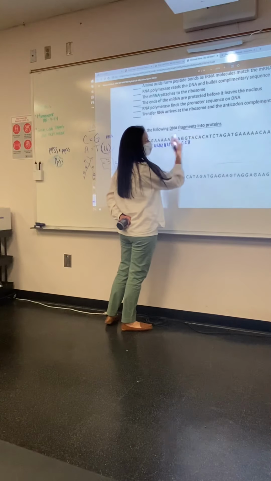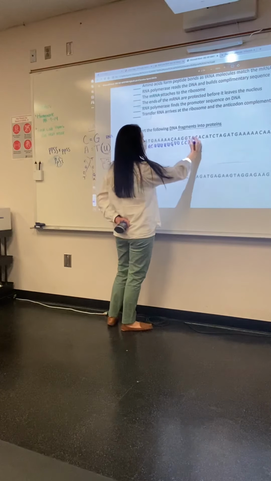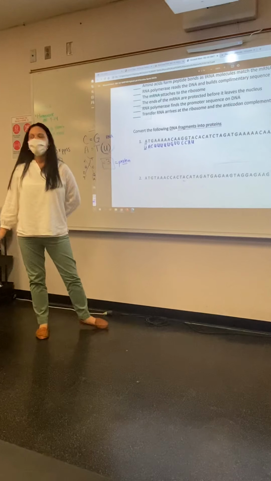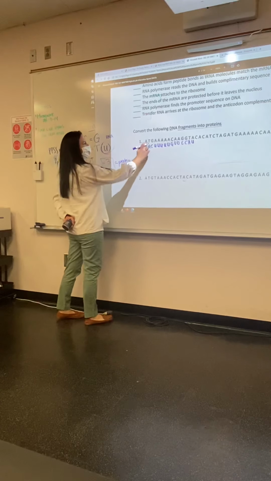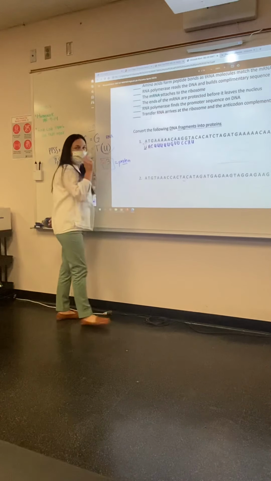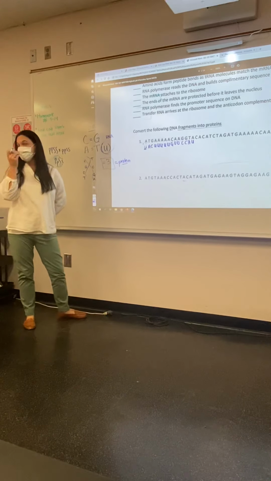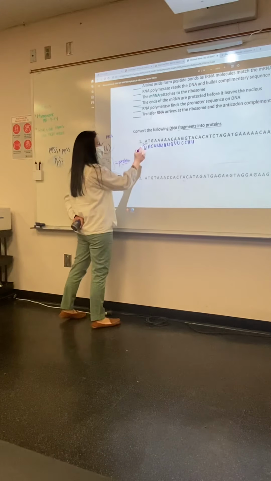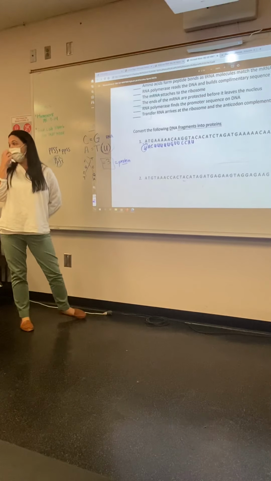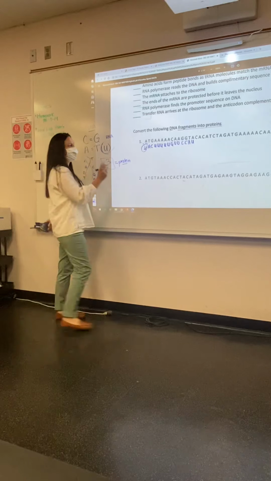T is going to go to A. A, U. You got me there, right? The reason that we're putting the U there is because in DNA it would have been T. T is not present. We're going to replace that with a U in RNA. In the nucleotide, that is 3.